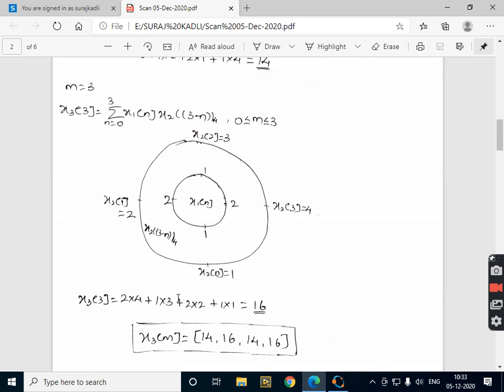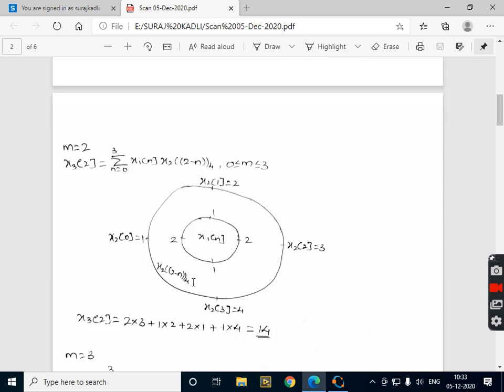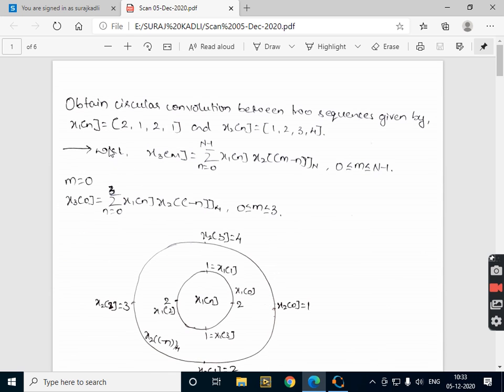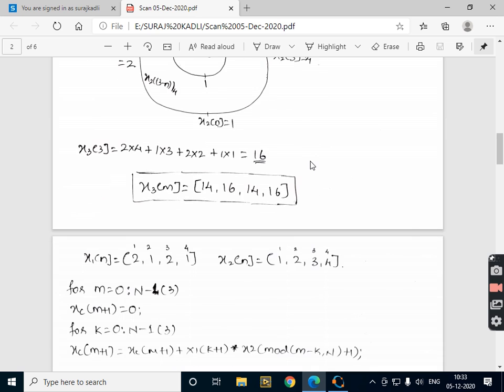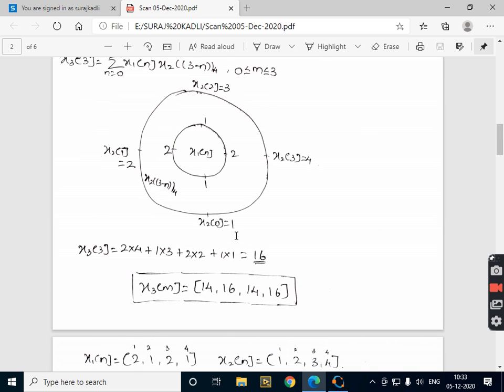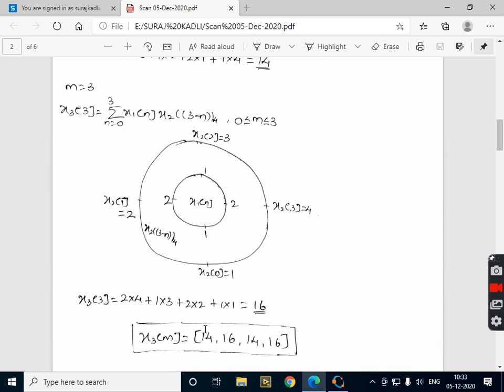So the circular convolution between the sequences 2, 1, 2, 1 and 1, 2, 3, 4 will result in a 4-point circular convolution result with values 14, 16, 14 and 16. So this is the output that we are expecting after executing our program.